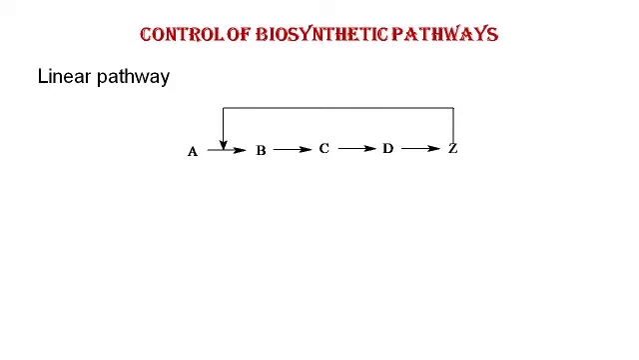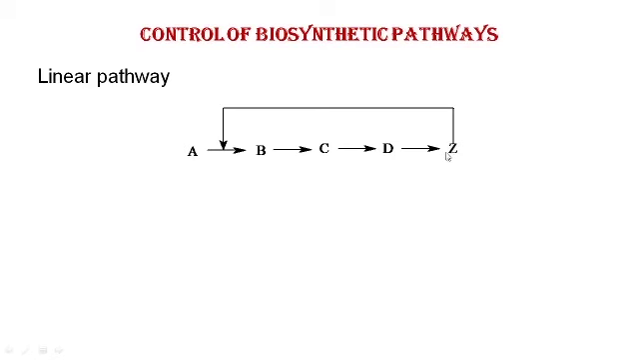Till the time this metabolite Z is required for some other activity in the cell, its concentration in the cytoplasm will remain minimum, because the moment it is produced, it is diverted to the place where it is used in further synthesis or some other metabolic pathway. But when its requirement for other activities in the cell is reduced, it will start accumulating in the cell.